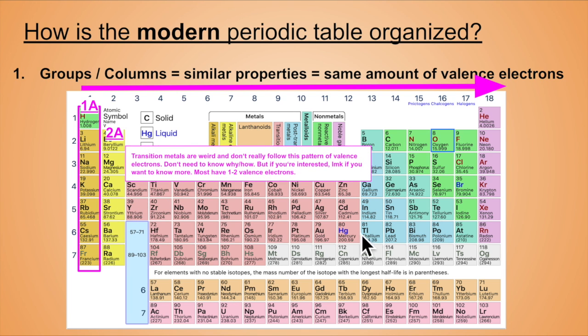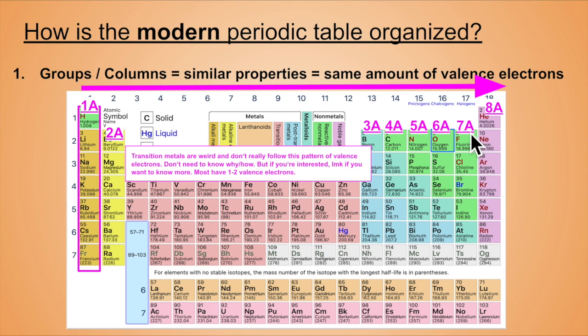Now this subcategory here, the transition metals, you can read this note here. They're weird. They don't really follow the pattern of valence electrons, and there is a very specific reason why. We're not going to learn why in this class, but if you want to know, just let me know and I'll provide more information, because it is pretty interesting, but it's way more complex chemistry. If you take chemistry as an elective in your junior year, we'll learn why this happens. So we're skipping over this whole section. And then this column has 3 valence electrons, then 4, 5, 6, 7, and 8.